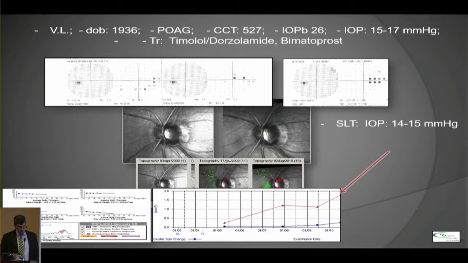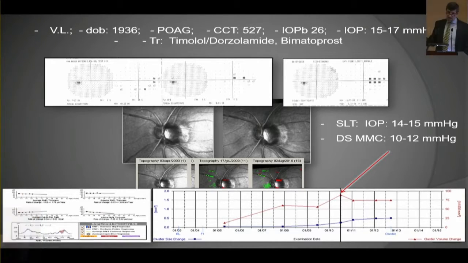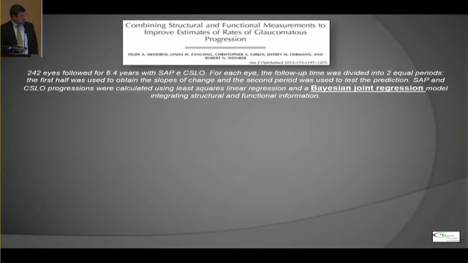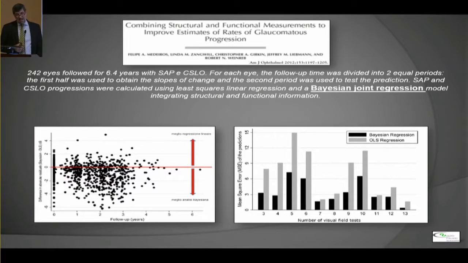We decided at this point to do an SLT, which was not helping us much, so the patient underwent surgery. In this case, it was a deep sclerectomy with mitomycin C, which allowed us to get very low pressure ranging from 10 to 12 and the complete stabilization of the functional and the structural situation. So here it's clearly showing how imaging can help the visual function analysis.